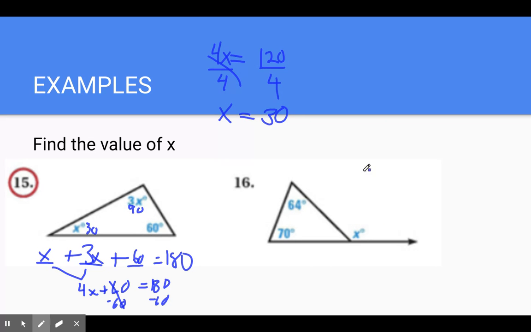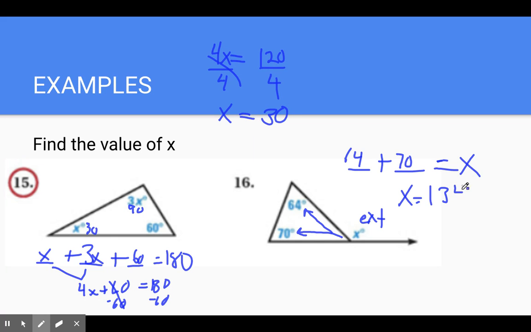Okay, over here, this is an exterior angle. That's exterior, so that means the opposite, away from, add those two together, will equal x, because x is the exterior angle. So we just add those two together, 64 plus 70, and we get that x is equal to 134. So the measure of angle x is 134.